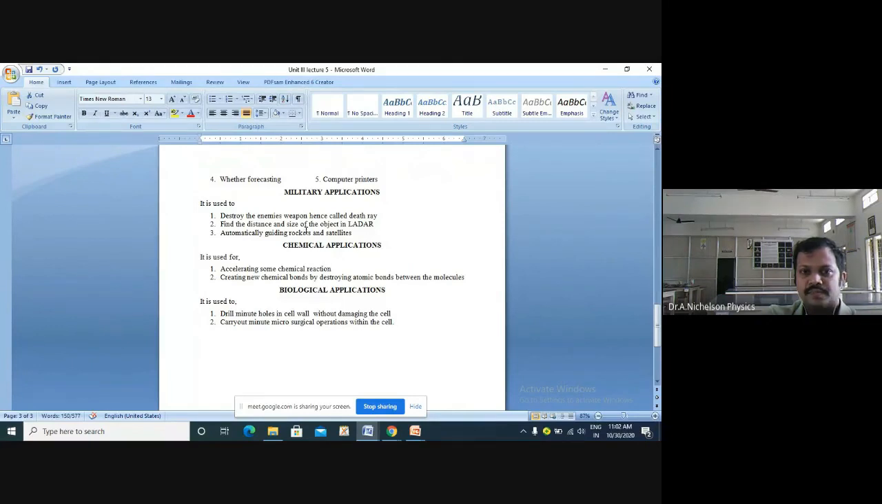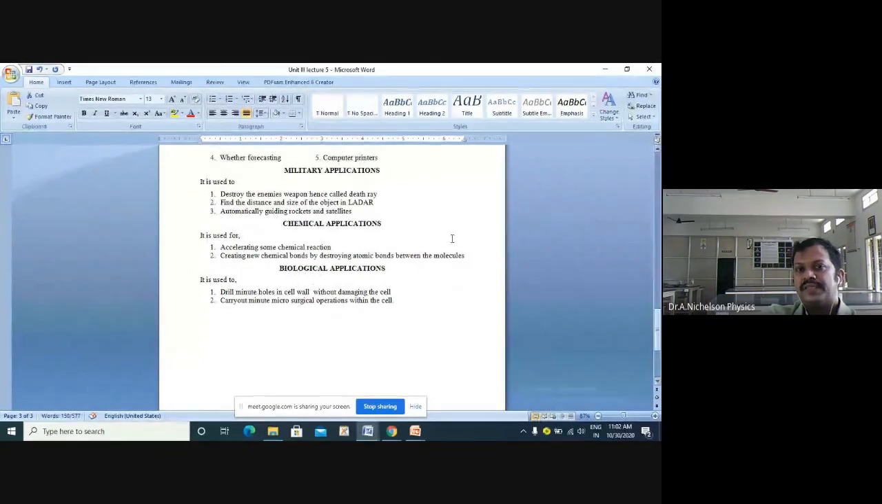Then chemical applications. In order to change the rate of a chemical reaction, there is acceleration of the chemical reaction, so we can use laser for that. That is because of the formation of heat; because of the formation of heat, you can change the chemical reaction rate. And we can create new chemical bonds and destroy atomic bonds. So a lot of applications are there.